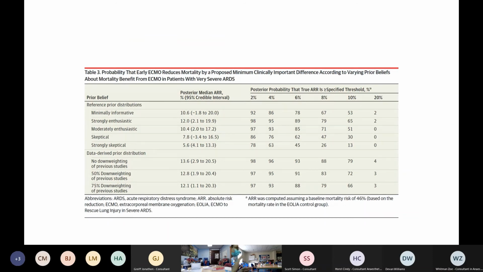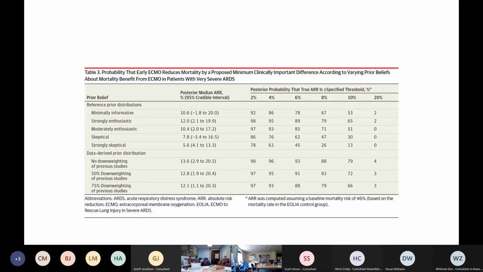Does that sort of generally make sense? So now what we've done is we've looked at all of those individual curves based on whether you're strongly or weakly skeptic or enthusiast, or you've got no prior bias at all. And we've looked at the probability that ECMO reduces mortality. Remember, the EOLIA trial set out with ECMO reducing mortality by 20%. And you can see that that probably is not the case.